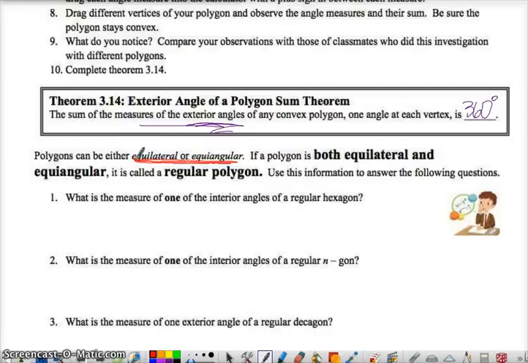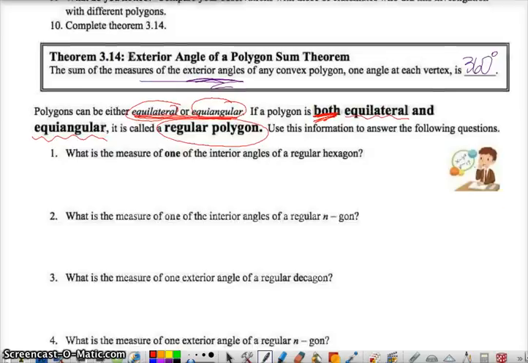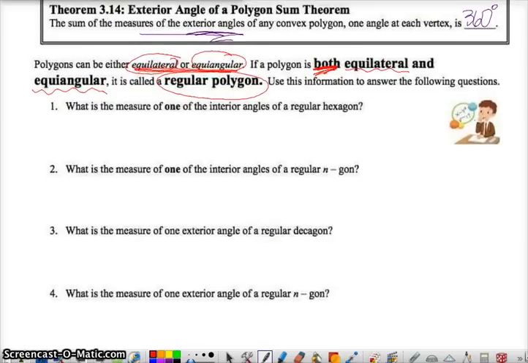If a polygon is equilateral, it can be equilateral or equiangular, but if it's both of these, both equilateral and equiangular, then we call it a regular polygon. So equilateral and equiangular, then it is a regular polygon. So how can we solve these problems knowing that? Okay, number one. What is the measure of one interior angle of a regular hexagon?